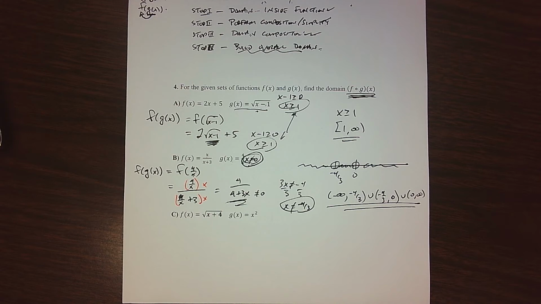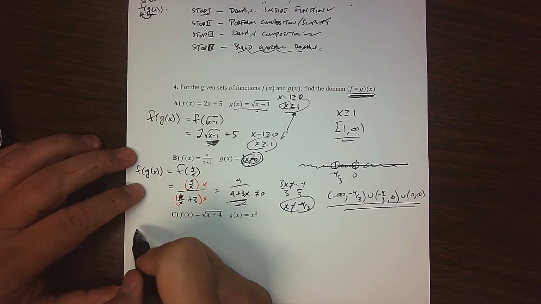Finding the domain of what's inside, finding the domain of the result of the composition, piecing it all together to find the domain of the entire composition. So I got to make sure whatever I put inside is defined, and I got to make sure whatever's the output is also defined. Okay? So what about the next one?